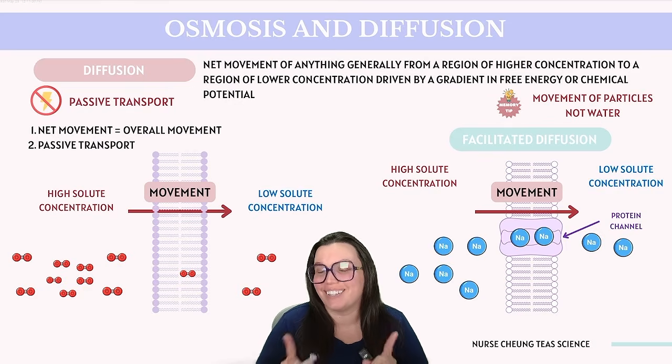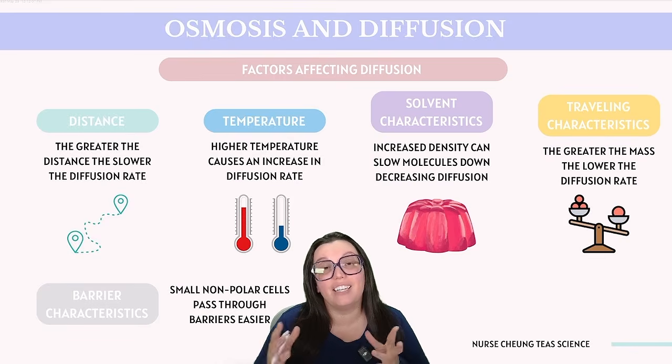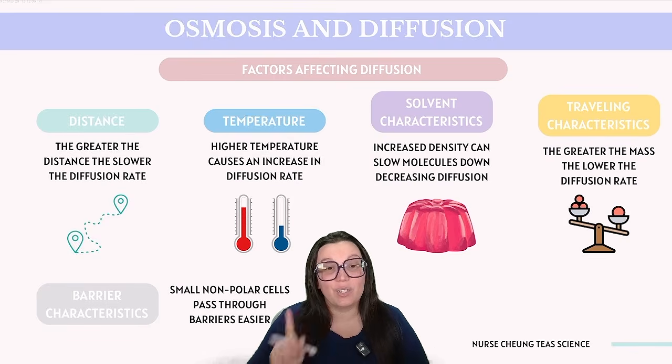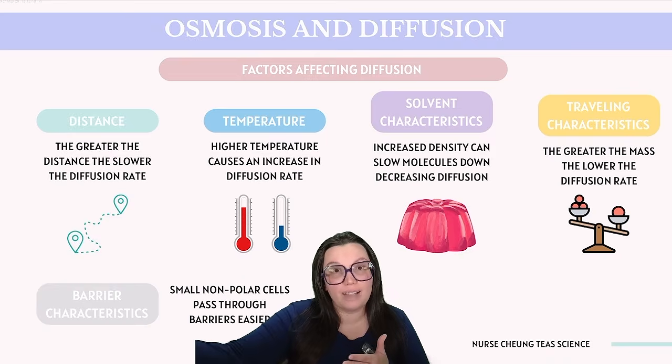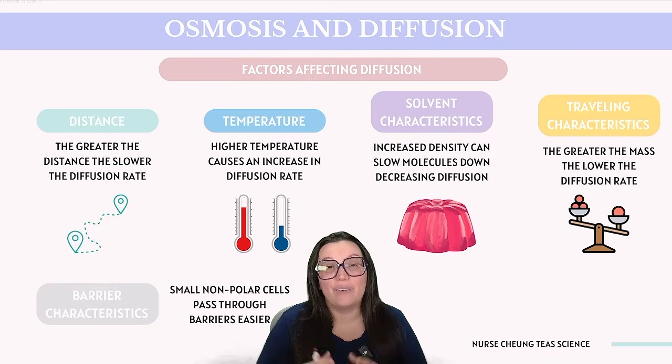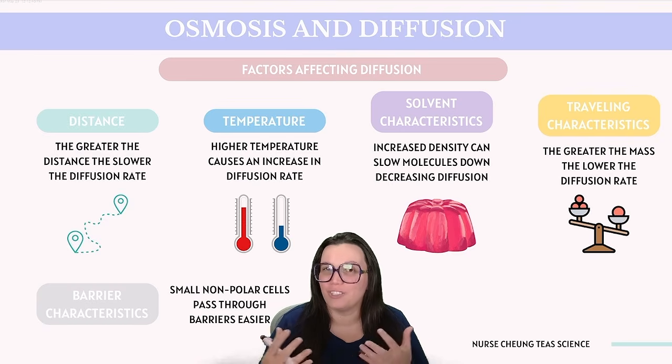Let's talk about several factors that can influence the rate of diffusion. Number one, we have distance. The further the molecule has to travel, the slower the diffusion rate. For instance, diffusion might occur at different rates over 5 feet compared to 5 miles, due to the increased distance the molecule must travel.